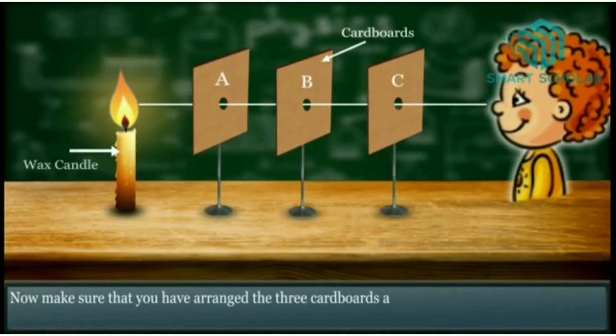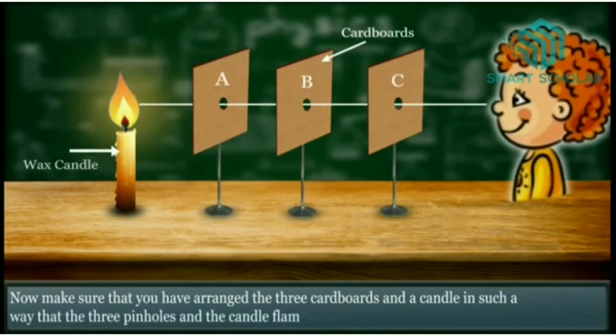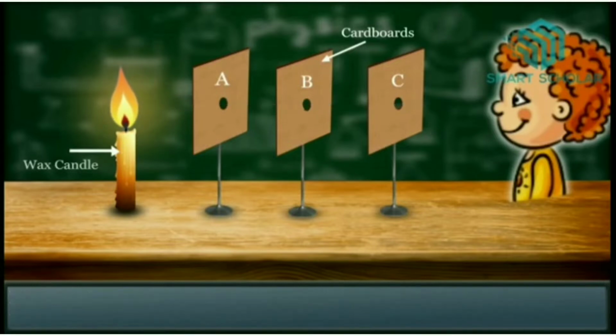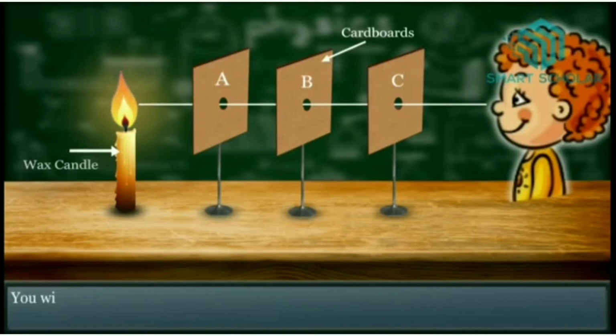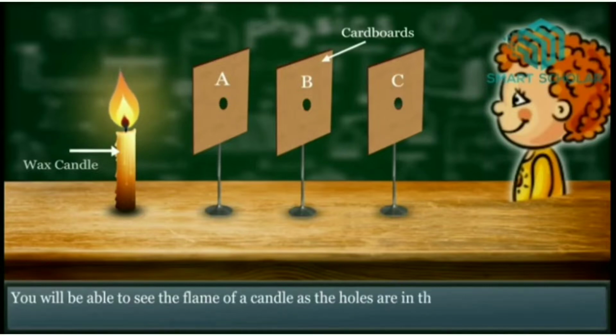Now make sure that you have arranged the 3 cardboards and a candle in such a way that the 3 pinholes and the candle flame are exactly in a straight line. Now observe the candle flame through the hole of the cardboard C. You will be able to see the flame of the candle as the holes are in a straight line at the level of the candle.